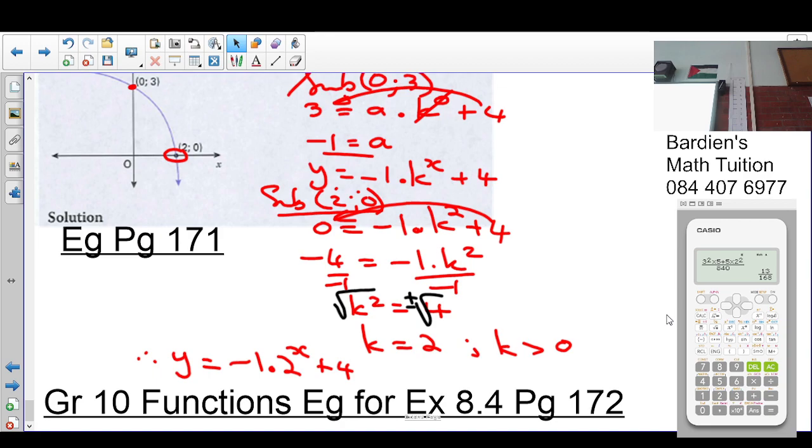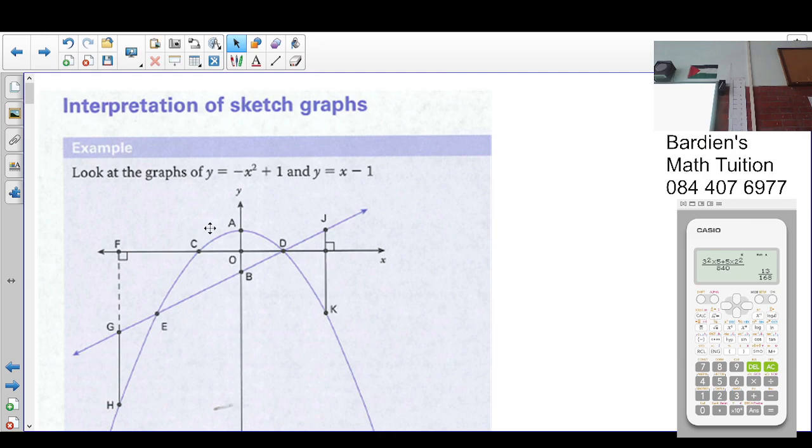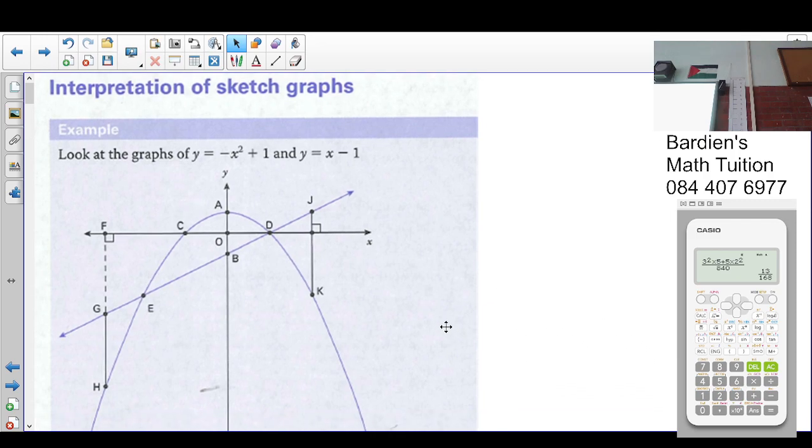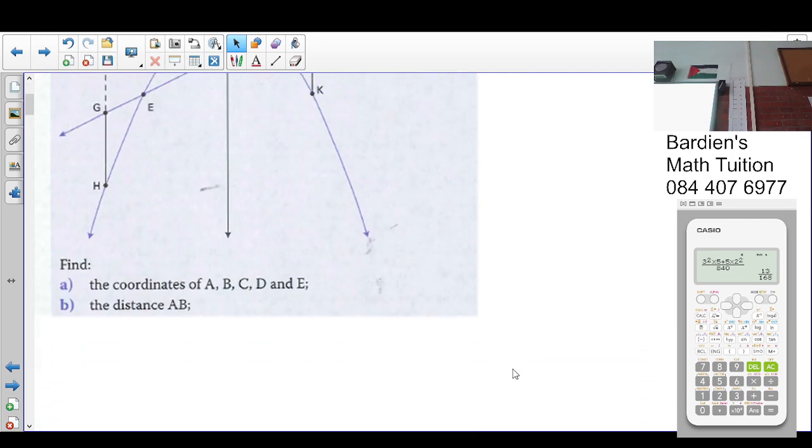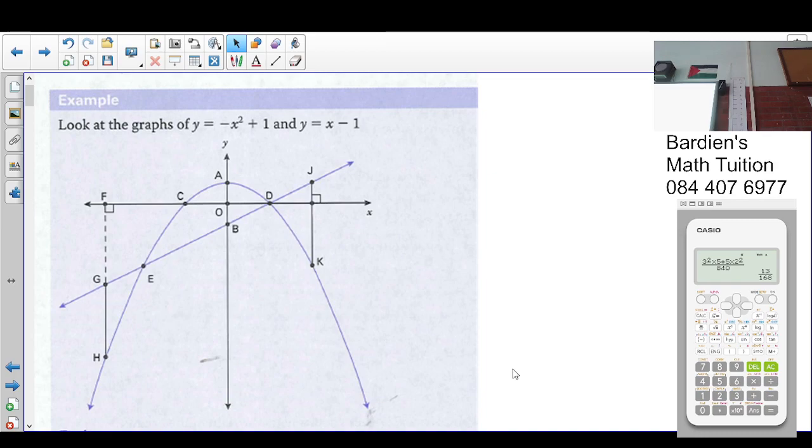Okay, is there any confusion? Because yesterday we did exactly the same. Yes, it's easy. Everything in maths is easy. So with that, you should be able to do exercise 8.4. Okay, let's stop the video at this point. Start the next one.